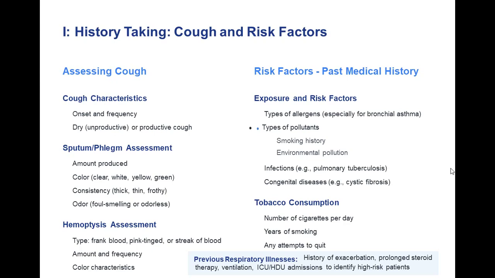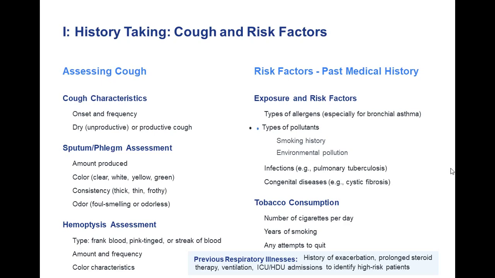Next, specifically quantify tobacco consumption. This isn't a general "do you smoke?" It requires details: the number of cigarettes per day and the total years of smoking. Also ask about attempts to quit, which indicates patient readiness for health teaching.